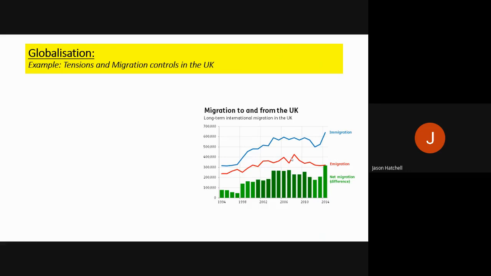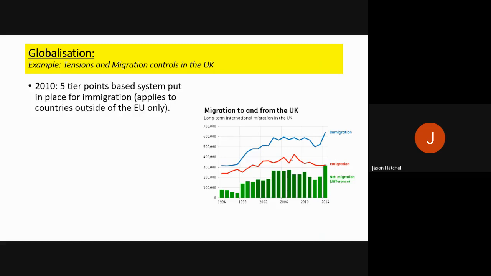And just a bit more on tensions and migration in the EU and how we've tried to control migration in the UK. You can see there another graph on the right-hand side, and this has emigration and immigration on it. And you can see immigration is consistently higher than emigration, which means more people coming in than leaving the UK, and therefore our population is rising. And in 2010, there was a 5-tier points-based system put in place for immigration, but that only applied to countries outside of the EU, because of course the EU has freedom of movement, and we were part of the EU at the time in the UK, and therefore we could not apply those controls on migration.